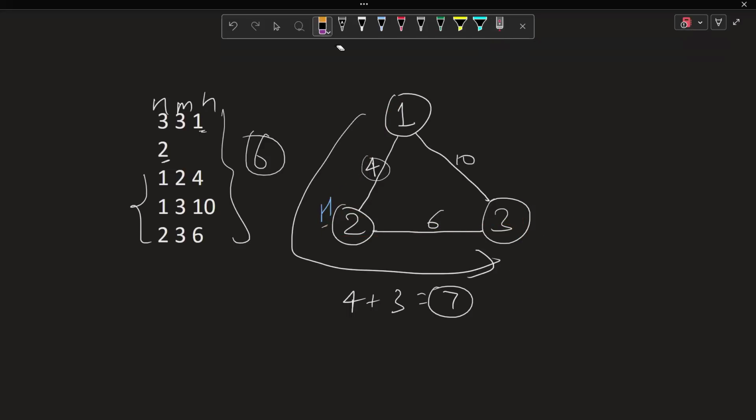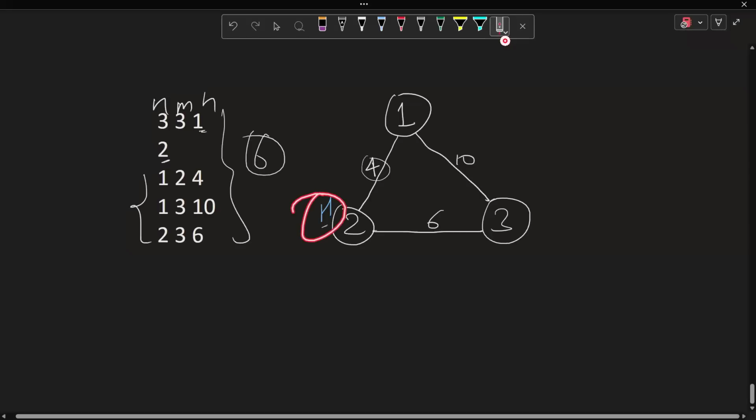Now what can you do here? Let's suppose this horse thing was not there in the problem. It was just a simple graph and there are two people, they both need to meet at some point. Then how would you solve the problem?